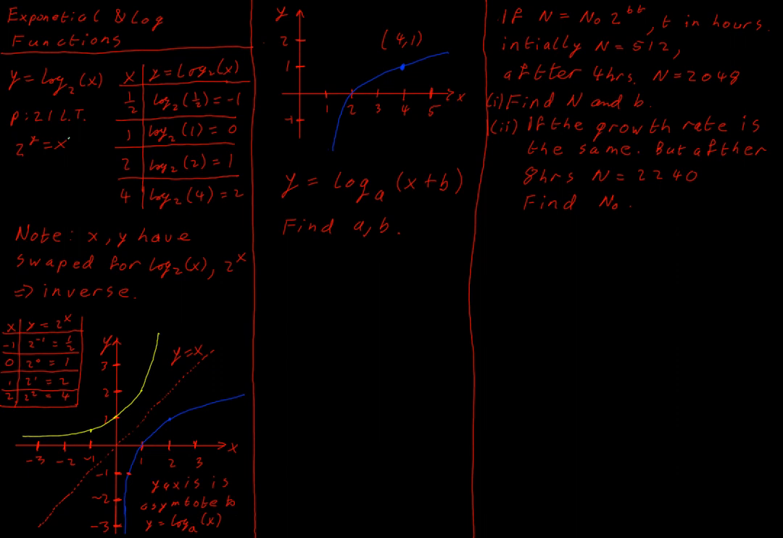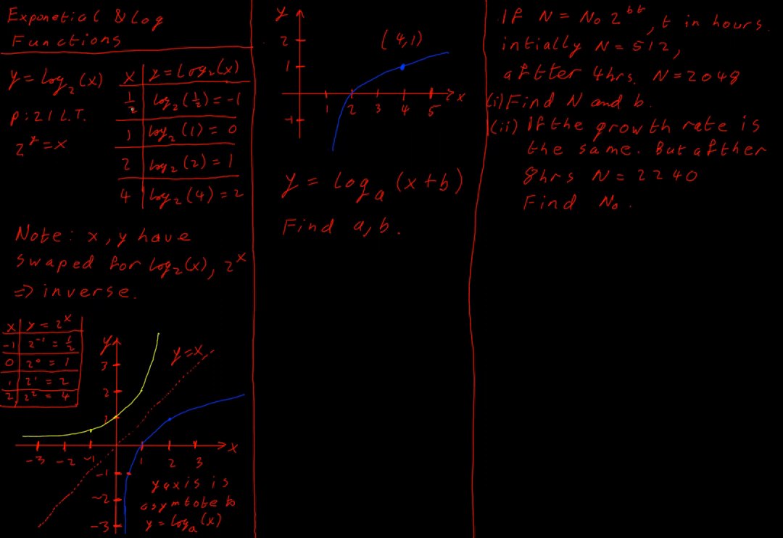And anytime we see logs or exponentials, page 21, I think I said 22, page 21 gets opened up immediately so that I see all of the tools available to me, because logs and exponentials can be quite complicated to deal with, and having all of our tools right in front of us every time is important. So again, 2 to the power of y gives us x is how we read a log.